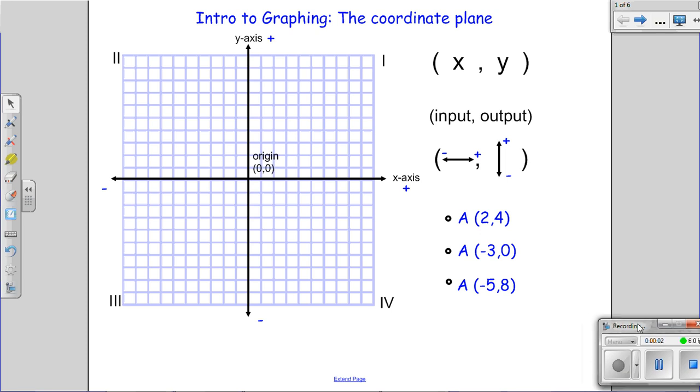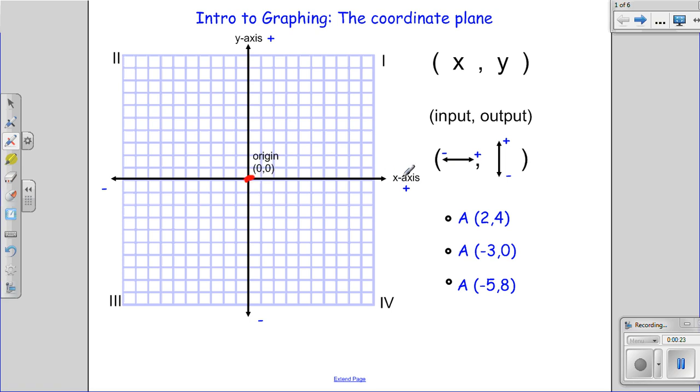Okay, in this video we're going to look at an introduction to graphing. So we're going to first look at the coordinate plane and the different pieces of a plane. The first thing we're going to look at is the origin. The origin is right here at (0, 0), and from here we go different directions.